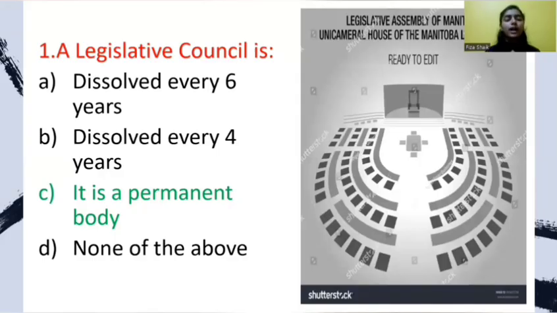Question number 1. A legislative council is option A, dissolved every 6 years. Option B, dissolved every 4 years. Option C, it is a permanent body. Option D, none of the above. So the correct option is, it is a permanent body.